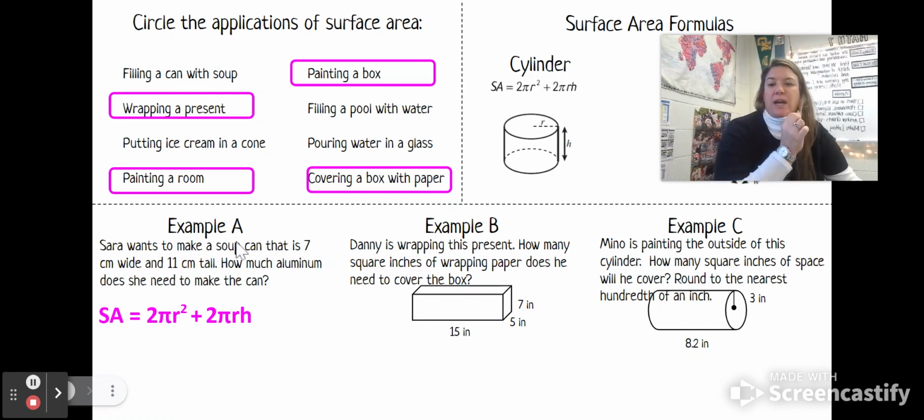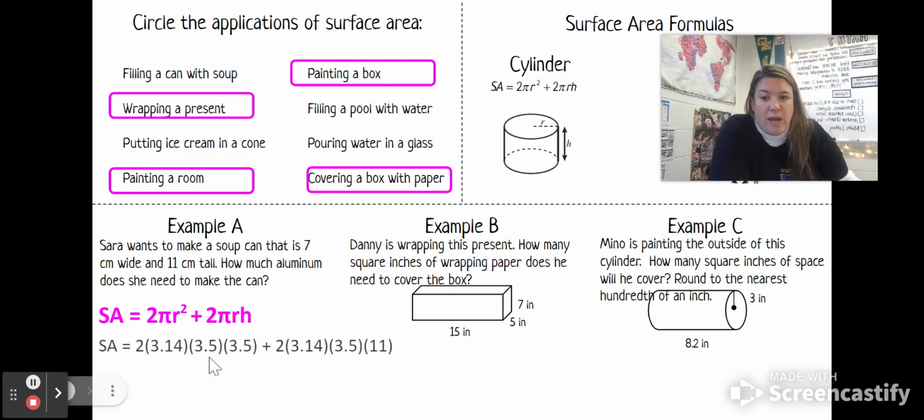Does this problem give us the radius? Let's see. Sarah wants to make a soup can that's 7 centimeters wide. So if it's all the way across 7 centimeters, that's the diameter. So 7 divided by 2 is 3.5. That's the radius squared. So make sure you have the radius 3.5 times 3.5 or squared. You can put a little 2 instead. Plus 2 times 3.14 times 3.5. That's the radius, right? R, H, 11. So look how each part of the formula I have substituted in a number for it.